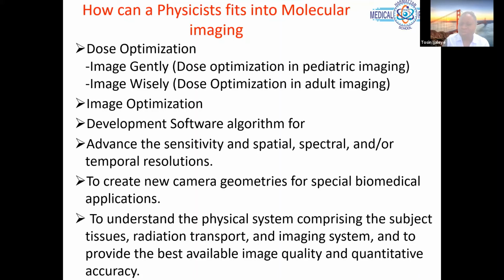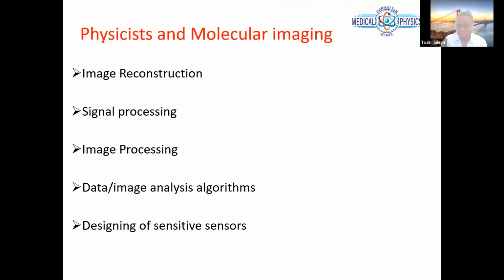Also, we can understand the physical system, which comprises the subject tissue, the radiation transport, and the imaging system. Most of these have been done by those that are into biophysics, radiation, and physicists, to provide the best available imaging quality and quantitative accuracy, which is very important for our dose planning and for our treatment planning. And also, we can do image reconstructions.